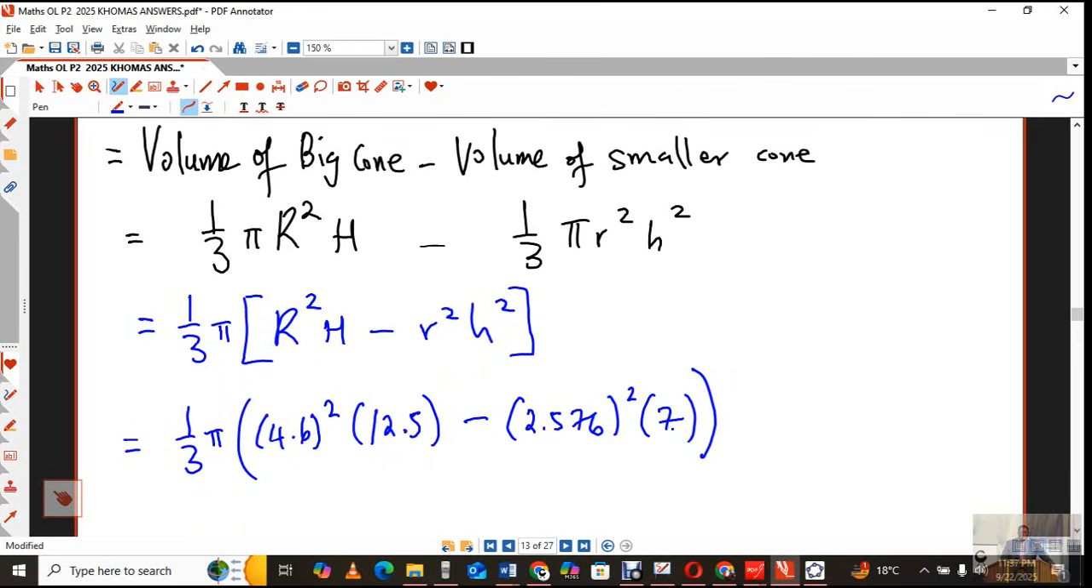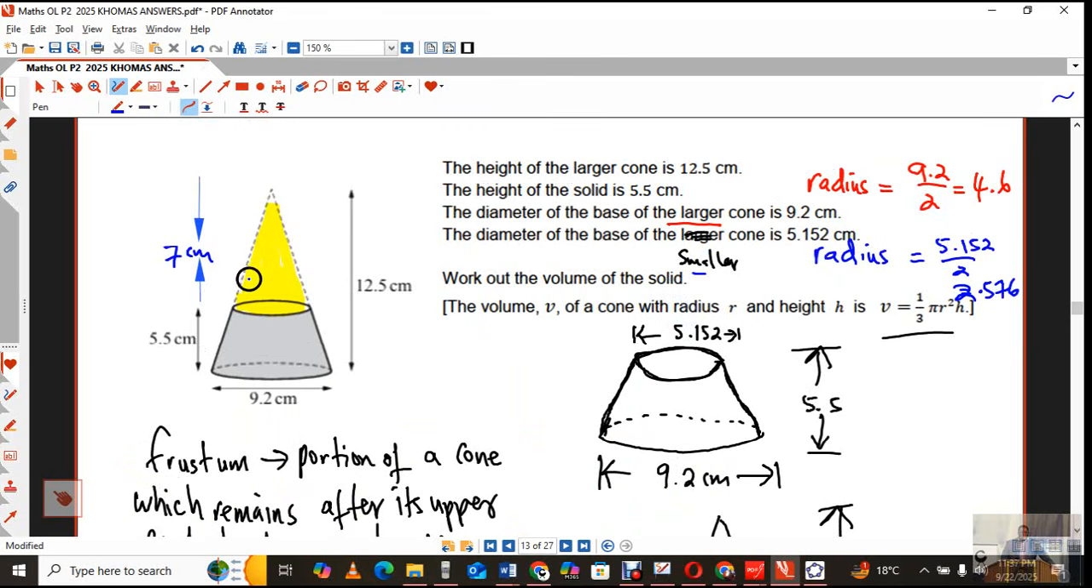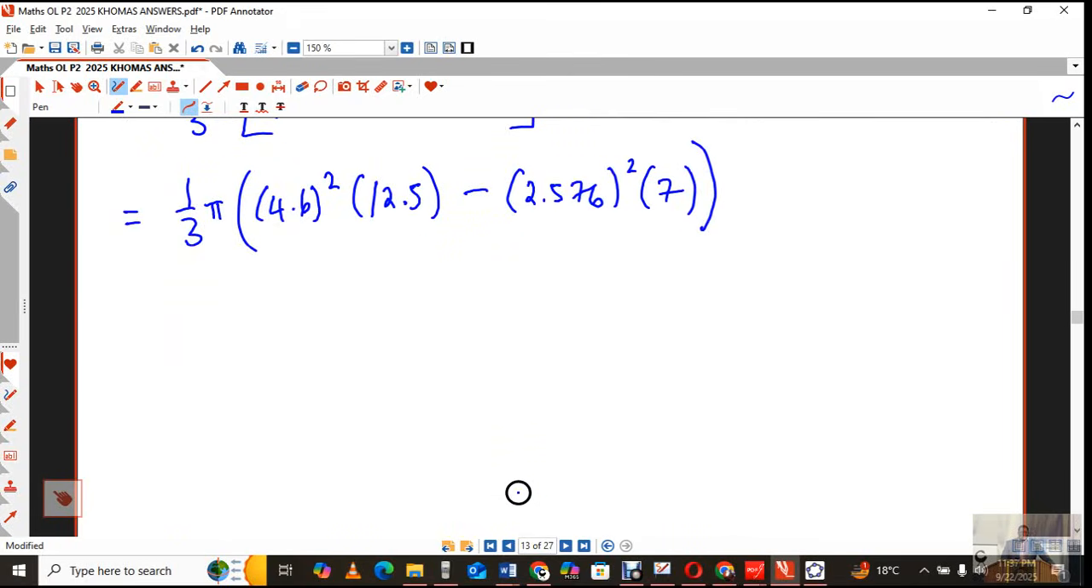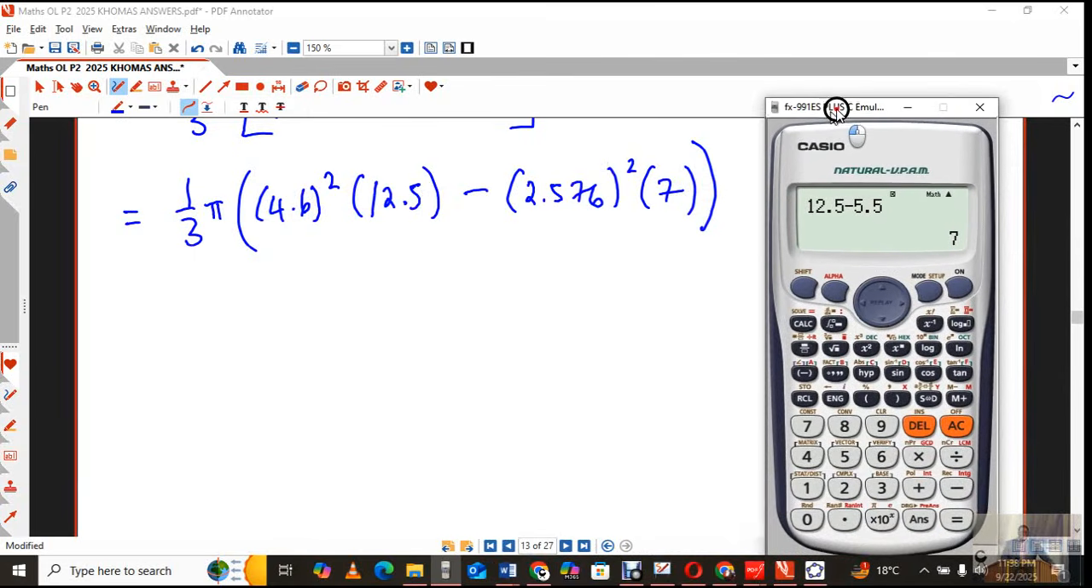So this is it. You just have to go ahead and punch it in. Just make sure we got it all correct. The yellow cone, the height is 7, 12.5 take away 5.5. The radius of the big one is 4.6, so that's 9.2 divided by 2. And the radius of the smaller yellow cone, the diameter is 5.152, divided by 2 to get a radius of 2.576. This is now waiting for us to punch it into the calculator, and that's going to give us the volume of the solid.